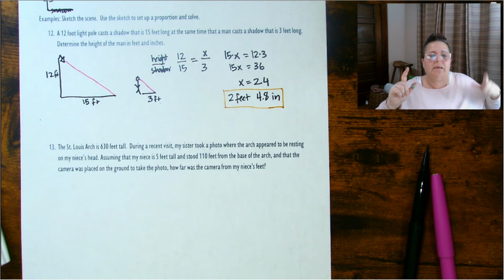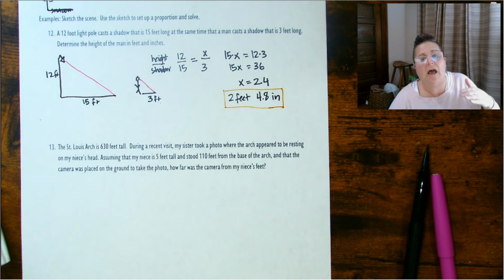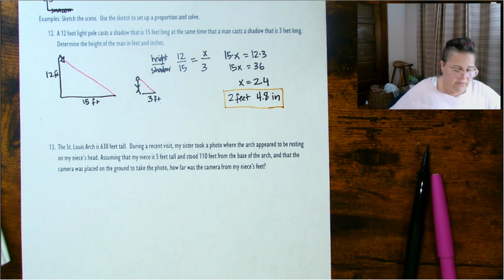All right. Assuming that my niece is 5 feet tall and that she stood 110 feet from the base of the arch, and that the camera was placed on the ground in order to take the appropriate photo, how far was the camera from my niece's feet?